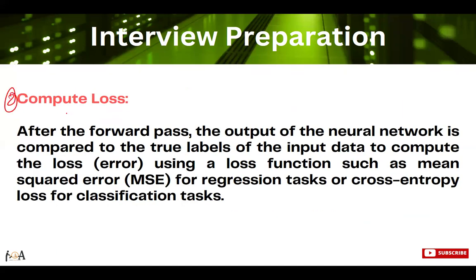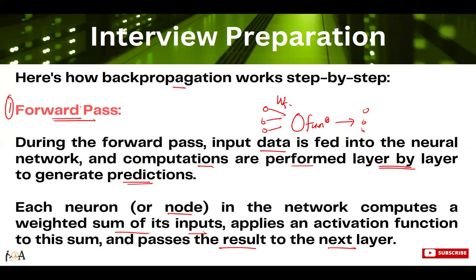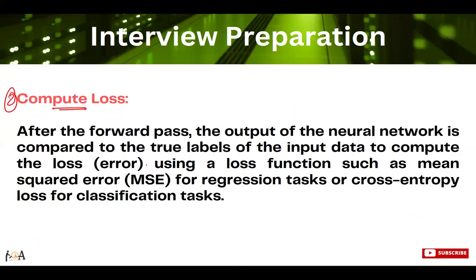Thereafter, the second step is compute loss. After the forward pass, in which we have passed the weighted sum of each node to the next layer, the output of the neural network is compared to the true labels of the input data to compute the loss or error, right? Basically, it is just the difference between actual and prediction, nothing else, using a loss function such as mean squared error for regression tasks or cross entropy loss for classification tasks.